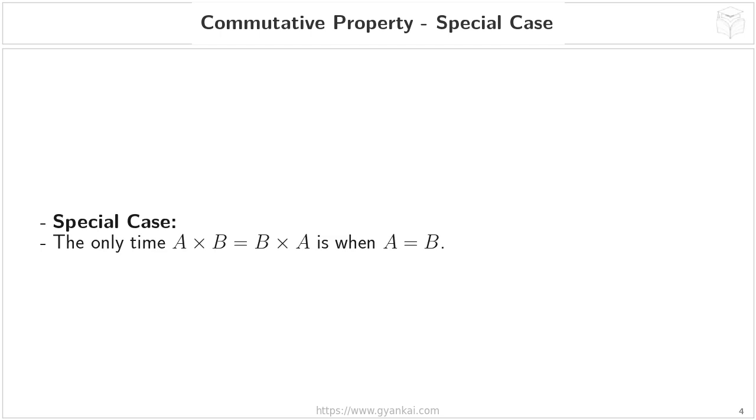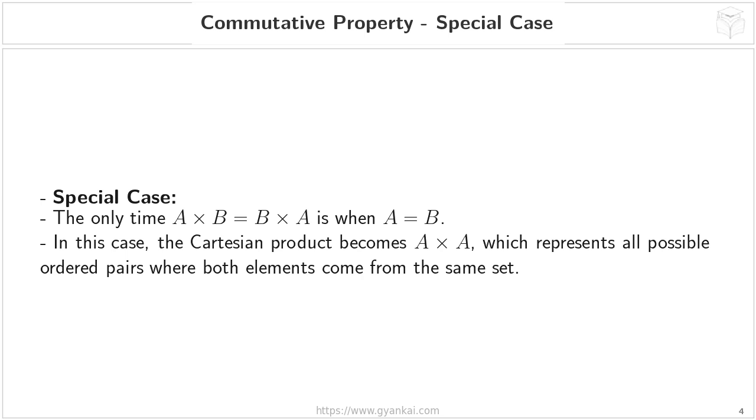Commutative property, special case. So let's move on to a special situation regarding the commutative property of Cartesian products. As we discussed on the previous slide, generally, A cross B is not equal to B cross A, the order of the sets definitely matters. However, there's one specific instance where they do become equal, and that is when set A is identical to set B. Think about it. If A and B contain exactly the same elements, then swapping their order in the Cartesian product won't change the resulting set of ordered pairs. In this scenario, the Cartesian product simplifies to A cross A.